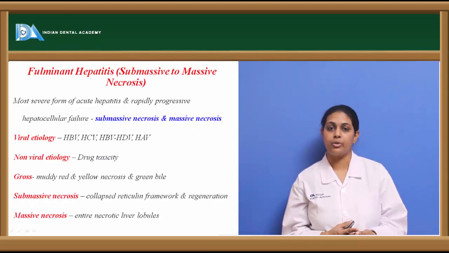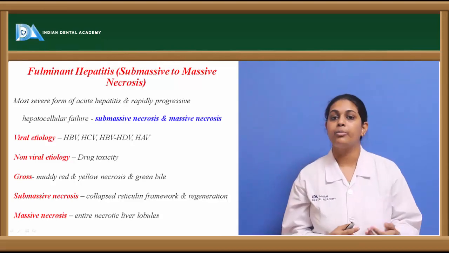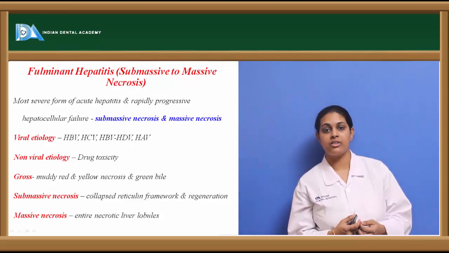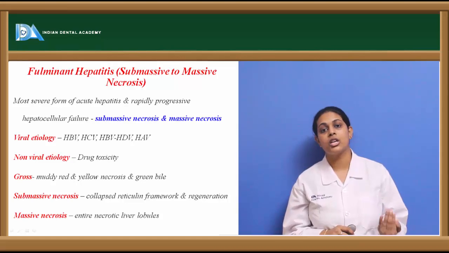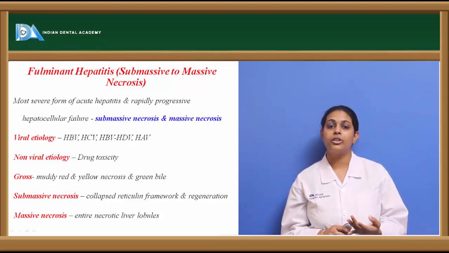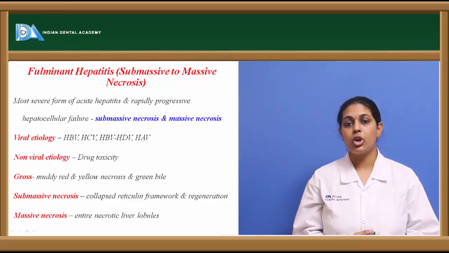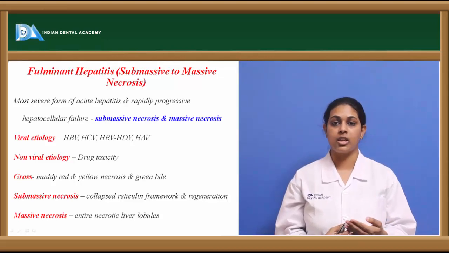Coming to fulminant hepatitis, which is also known as submassive to massive necrosis. It is the most severe form of acute hepatitis, and rapidly progressive hepatocellular failure can be seen, which might range from submassive necrosis to massive necrosis. Usually it has viral as well as non-viral etiology. In the viral etiology, it is hepatitis B virus, hepatitis C virus, hepatitis B virus along with delta virus, and hepatitis A virus which are involved. Coming to the non-viral etiology, it is usually drug toxicity.